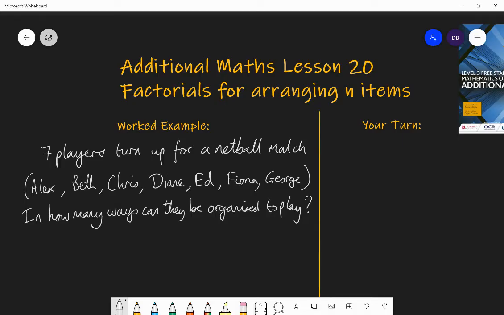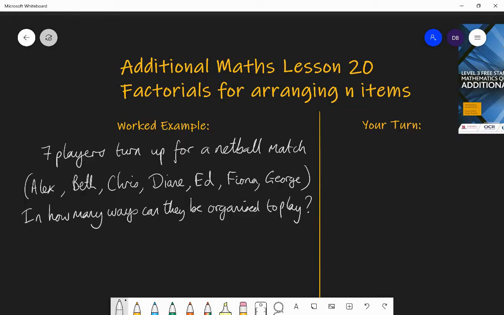Barrow. Today we're going to be looking at using factorials, the factorial function on your calculator, to arrange n items. So when we want to say how many ways are there of arranging these 7 things in a row, we're going to use factorial to do that.